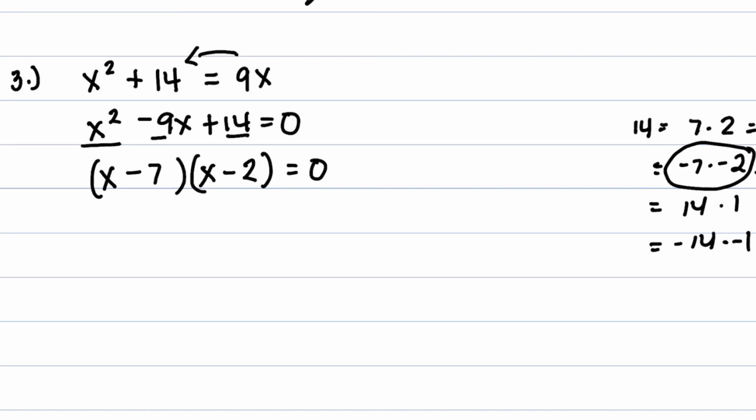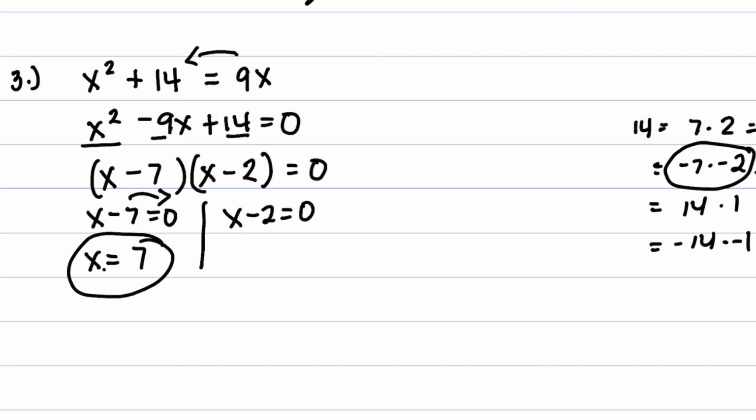Okay? Then, zero product property. Equate natin both factors to 0. So, that is x minus 7 is equal to 0 and x minus 2 is equal to 0. Then, to solve for x, x minus 7 is equal to 0, transfer. So, magiging x is equal to 7. X sub 1 is equal to 7. Then, x minus 2 is equal to 0, transfer negative 2. So, x is equal to 2. So, x sub 2 is equal to 2.